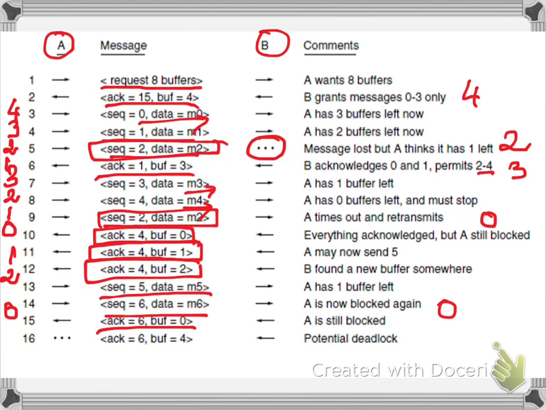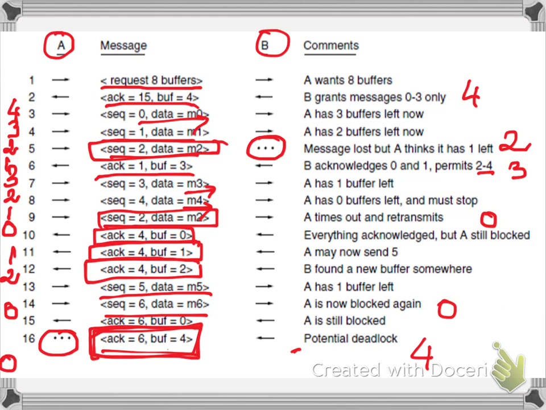Now let's say after some time B has finished processing everything, and all the buffers are free. So it sends a message. This message is important. It sends a buffer update. It acknowledges 6 and says buffer is equal to 4. But what happens? This message gets lost. So B has got 4 buffers for A.